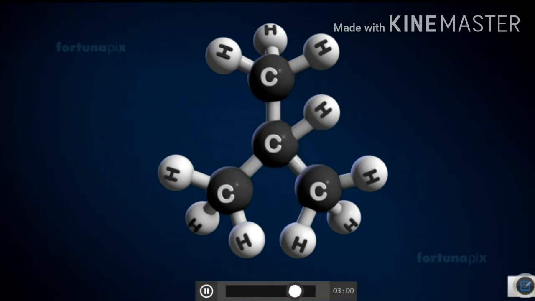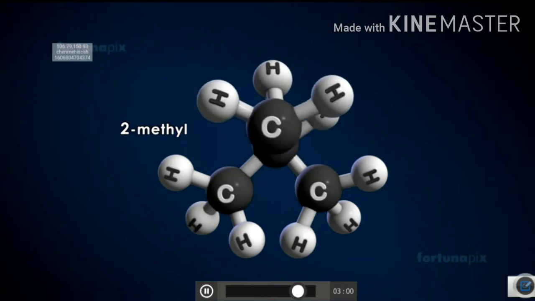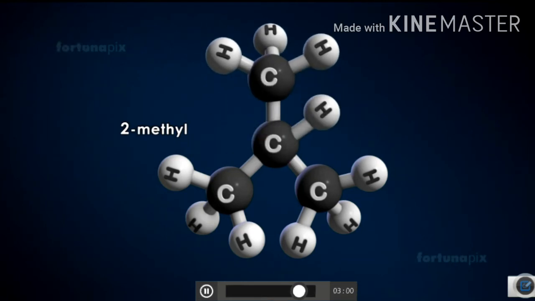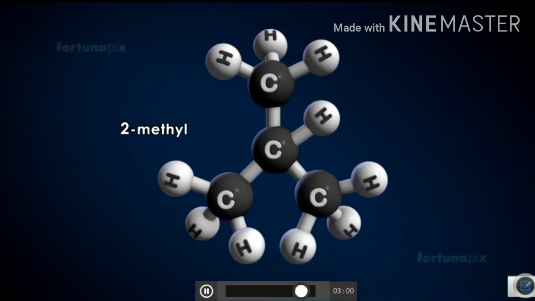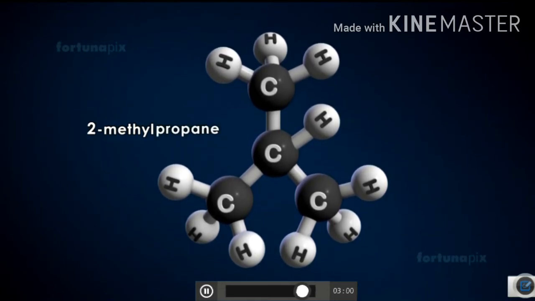Start the name with the position of the branch, which is 2, and the name of the branch, which is methyl. The beginning of the molecule's name will be 2-methyl. The complete name of the branched chain alkane is 2-methyl-propane.